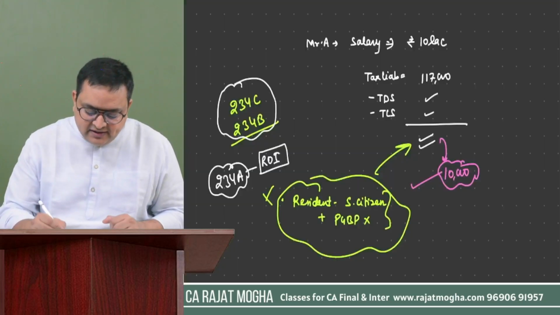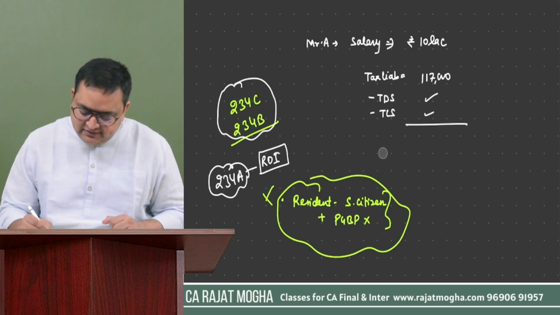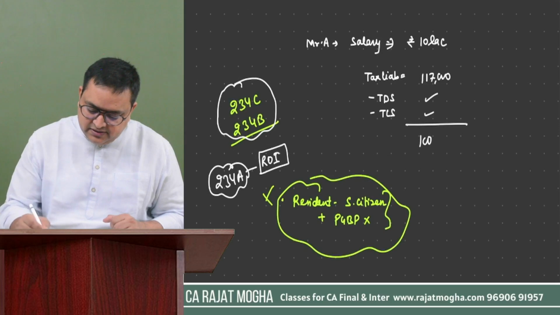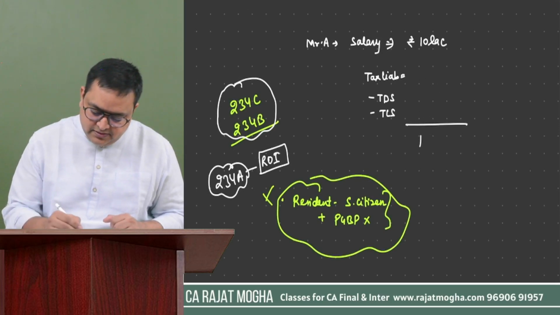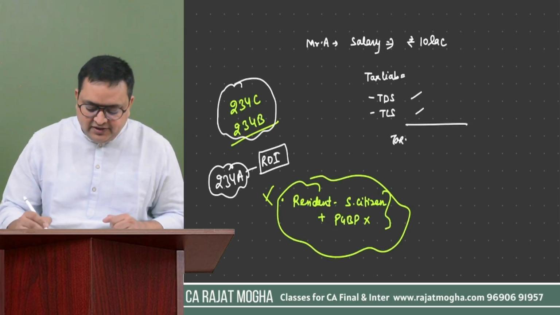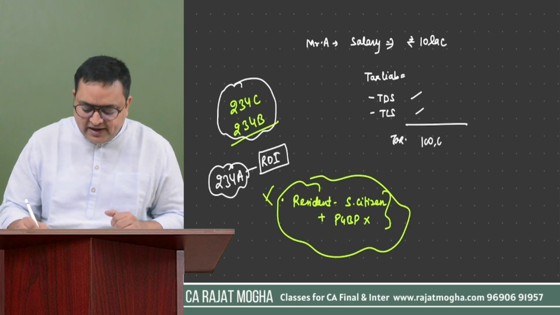So it means that, let's say your advance tax liability, which is your tax payable after TDS or TCS, comes to 1 lakh rupees.